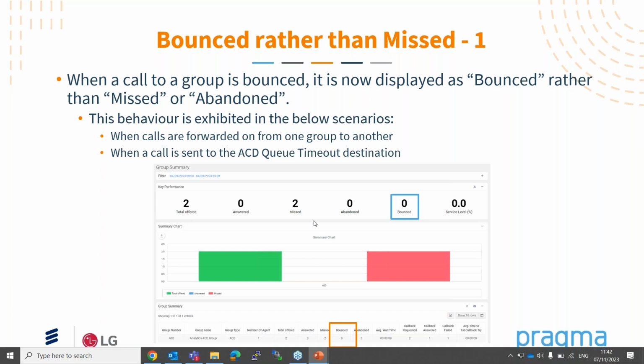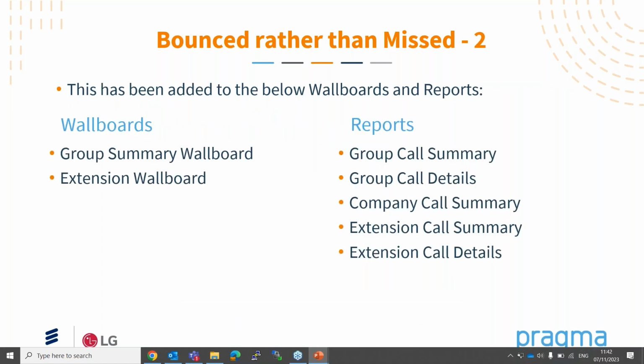Earlier, I touched on this when I was talking about the call being shown as bounced, but there's now more accurate stats around when calls are moved from one group to another. So when a call is forwarded from one group to another, or when a call is sent to the ACD queue timeout destination, this is now shown as bounced instead of missed or abandoned. So you get a better idea of which calls were actually missed and which calls were just moved on somewhere else before they were answered. And you can see on here, this has now been changed on group summary wallboards, extension wallboards, and then those 5 reports listed there.